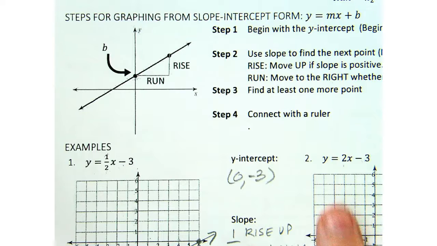In conclusion, to graph from slope-intercept form, start with b, the y-intercept, and then move with the slope, up and right for positive, down and right for negative.